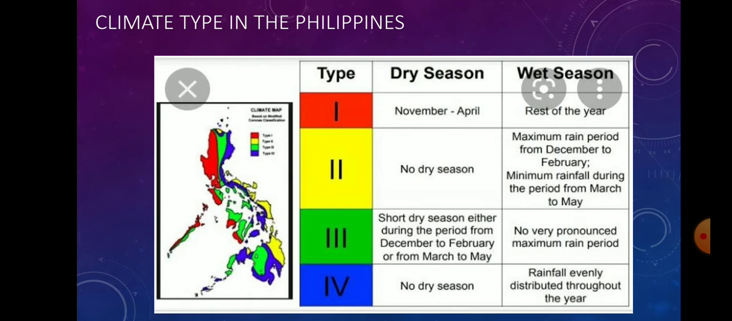In the second type, we can experience a dry season, but in the wet season, the maximum rain period is from December to February and the minimum rainfall is during the period from March to May. The third type will experience a short dry season, either during the period from December to February or from March to May, and the wet season has no very pronounced maximum rain period. In the fourth type, we can experience a dry season, but in the wet season, rainfall is evenly distributed throughout the year. As you can see, our country, the Philippines, is categorized as tropical climate.